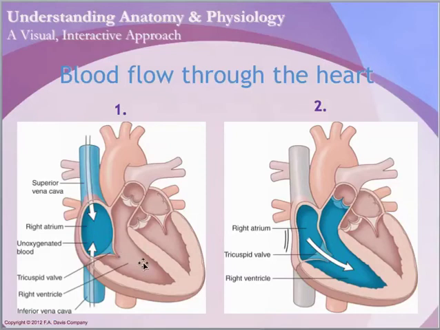So a lot of it moves passively into the ventricles, and then at the end, the atriums actually contract and force any blood left over, as much blood as they can, into the ventricles. Once the ventricle is full, this valve closes again.